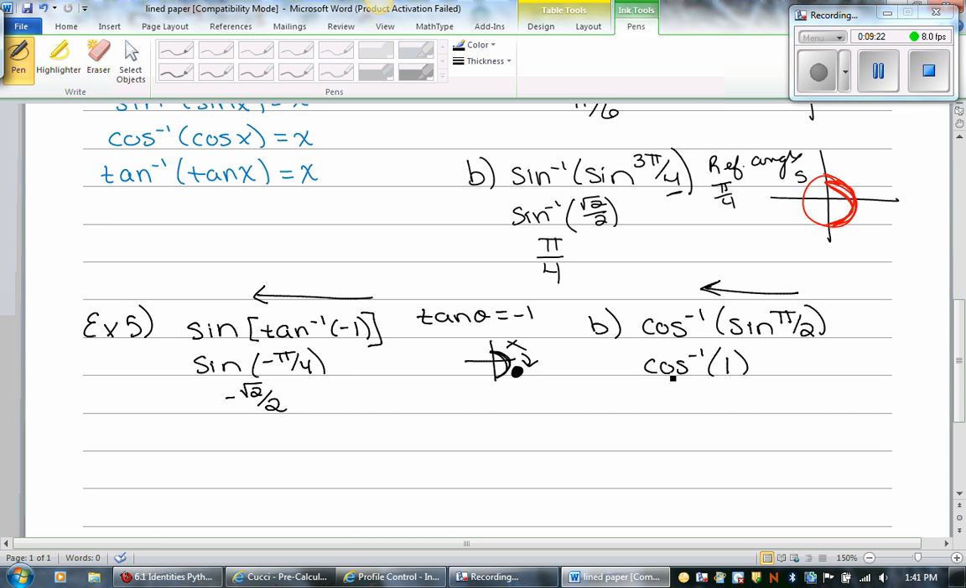Now, cosine inverse of 1, so what I'm saying is cosine theta equals 1. When does cosine equal 1? And we actually see that occur, if we're talking on the specific interval that we want to be on, at 0 degrees, or 0 radians, same thing.